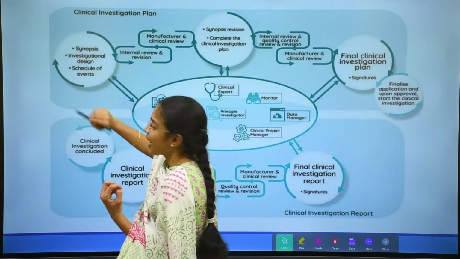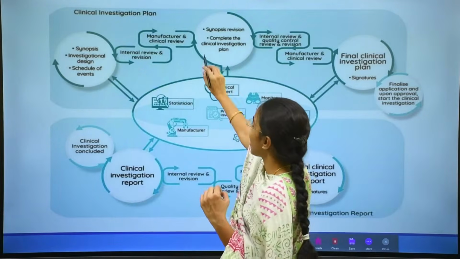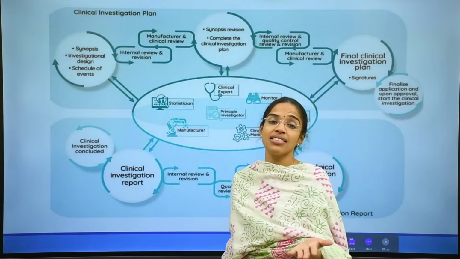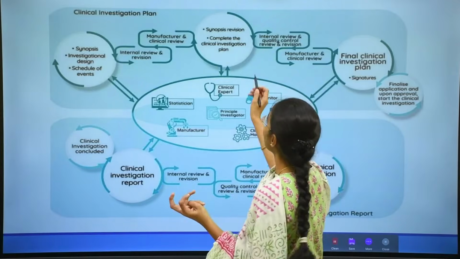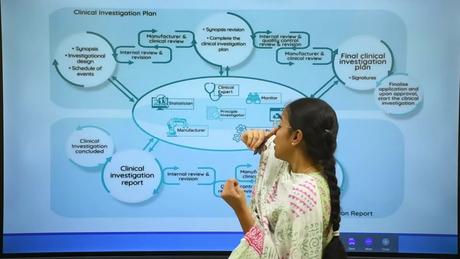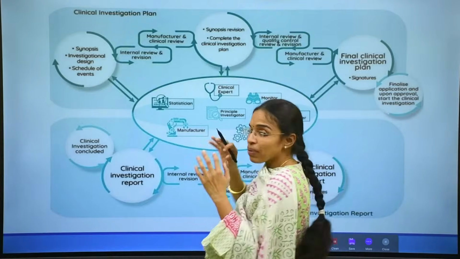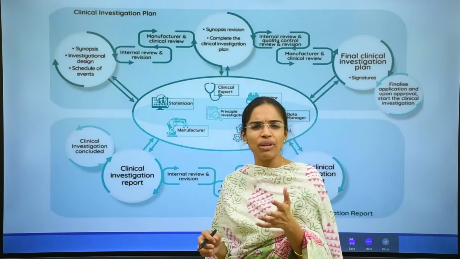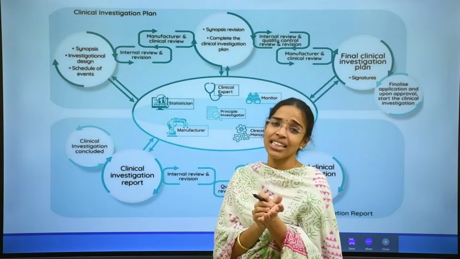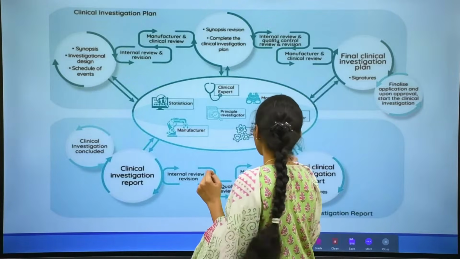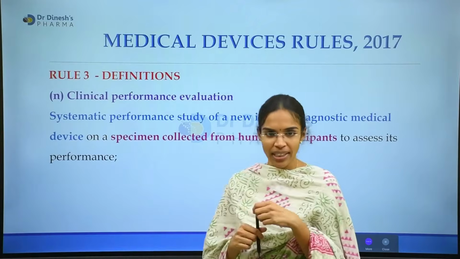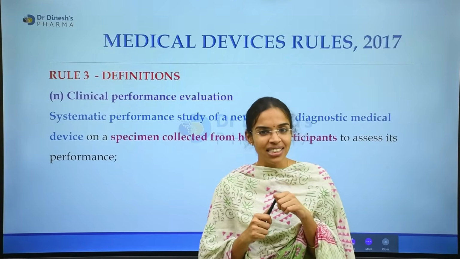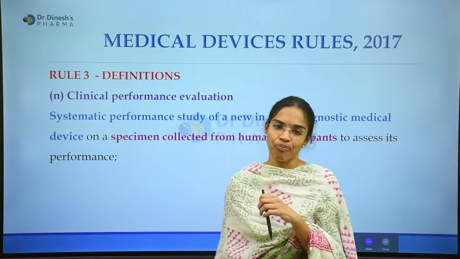That is the design of the investigation, the clinical review of the manufacturer, and also the complete plan: how it is going to be performed, who all are going to be involved, who the principal investigator is. All these things come under the clinical investigation plan, which is under rule 3M. Okay, next.